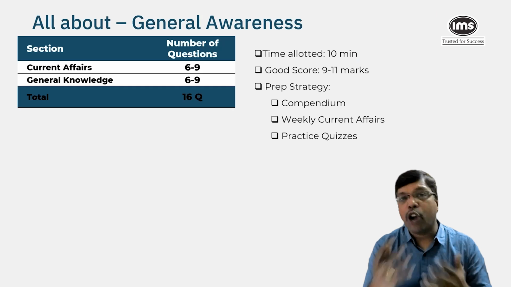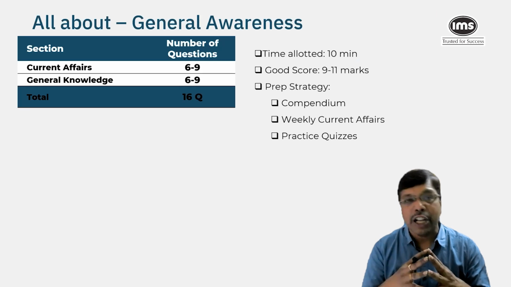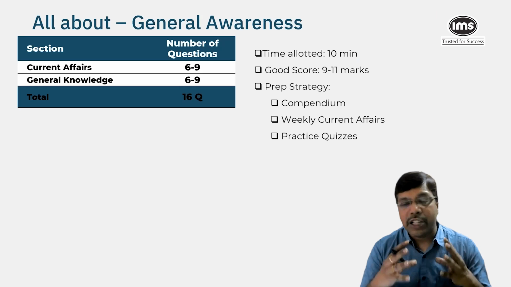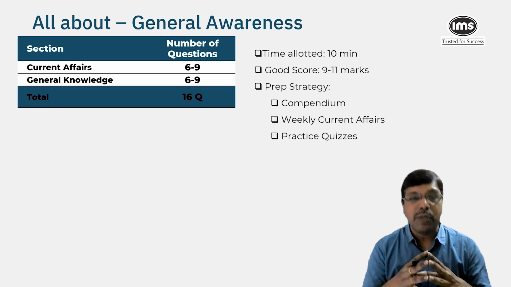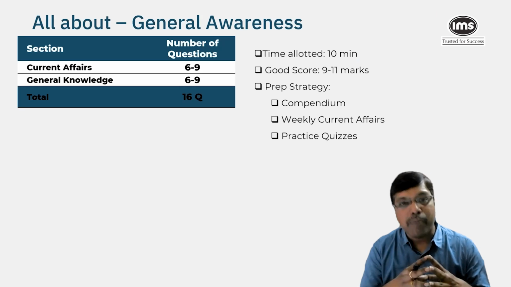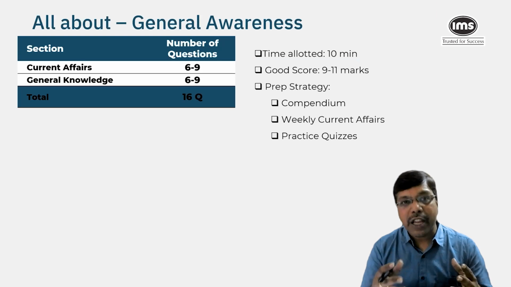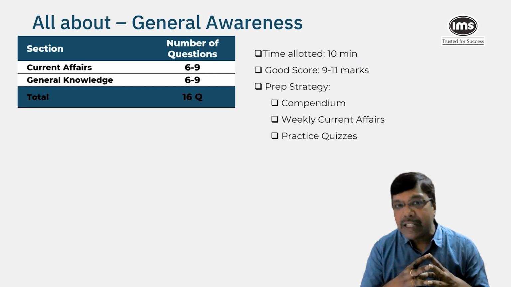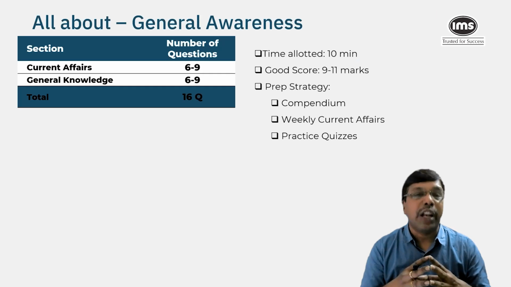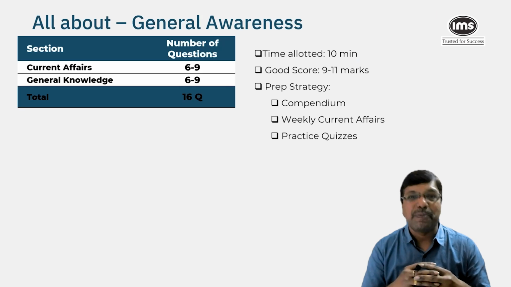And we have seen a good mix of questions from both the areas of current affairs as well as general knowledge. And the best way to prepare for the general awareness section is to start with the SET compendiums that have been made available on MyIMS. Also familiarize yourself with the current affairs using the weekly bulletins, at least of the last 6 to 8 months. And for practice, you can refer to the practice quizzes, which are on MyIMS.